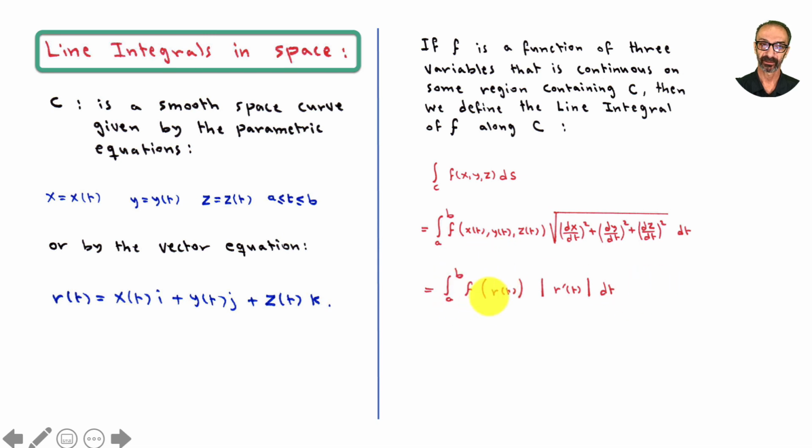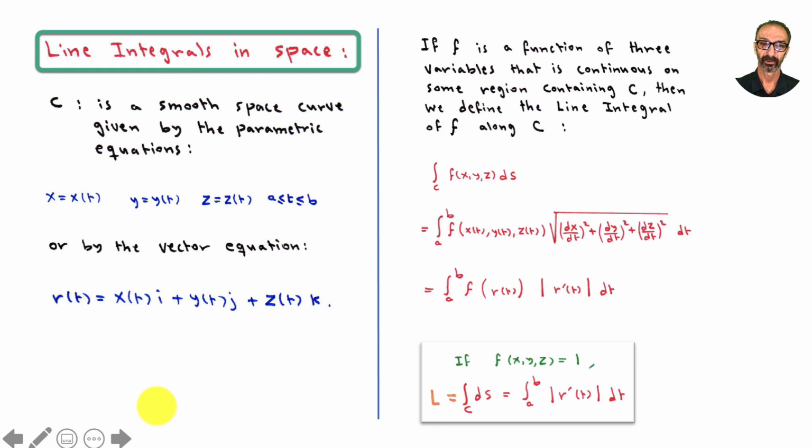In case f is 1, we call it the length, not line integral. The length of the arc or the curve C from a to b if f is 1. There's no need to write 1 here. It's just like the integration of ds, which is the integration of this right here. And that should do it.